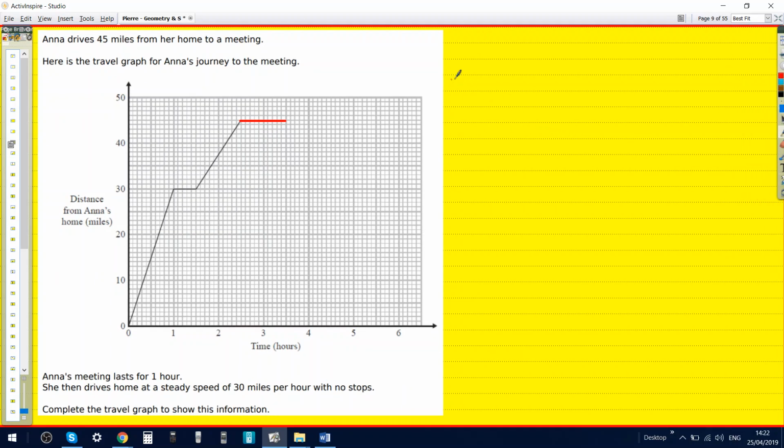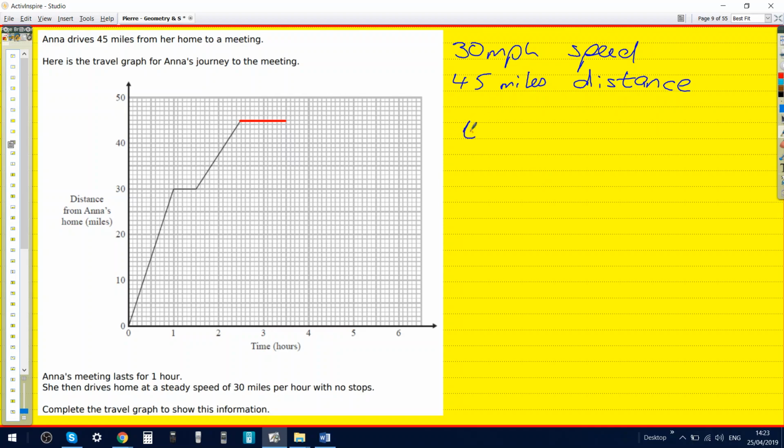She drives at a steady speed of 30 miles per hour, no stops. What is the distance home? 30 miles. No, from the graph. Oh right. Distance home. Oh, so it's basically 30, and then 45 miles. Mm-hmm. Then, so, yeah, 45 miles.